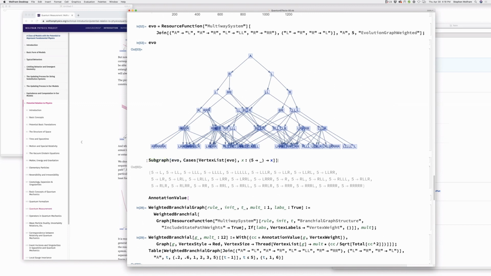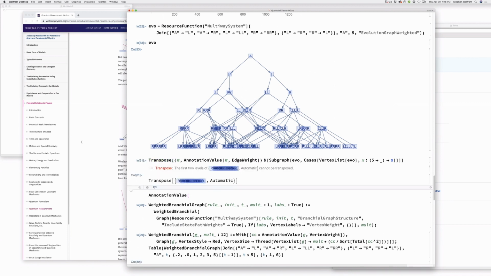And then we take the annotation value. Then onto this, we map hash and annotation value onto that. And then we do a transpose. Wait, don't we want to map onto the edge list? Or am I confused? I don't think we need to. Okay. But I got something wrong here. So let's see what happened.